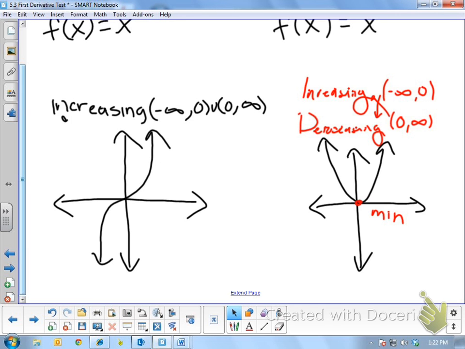So we need to see how does the derivative tell us that that's a minimum compared to this where, yes, the derivative here is 0, but it's not a minimum. So let's look at the derivative functions next.